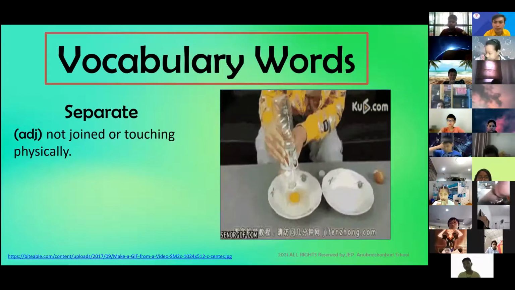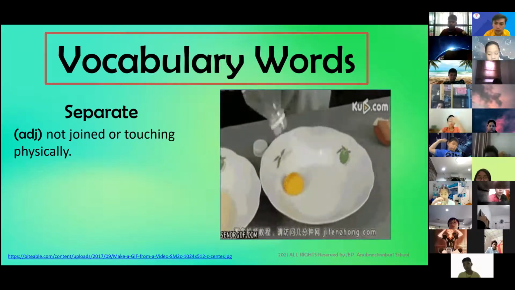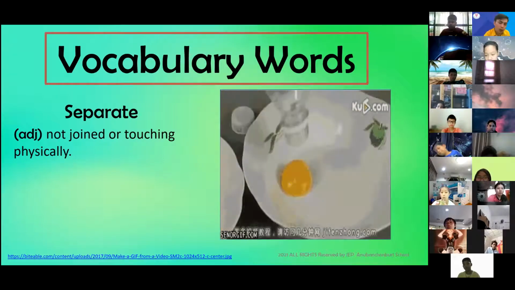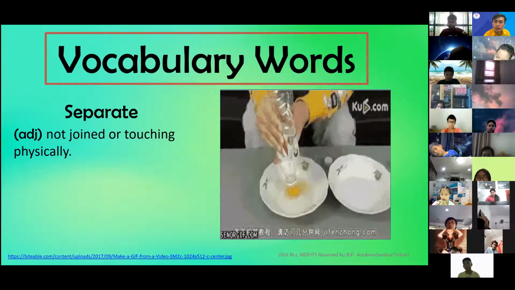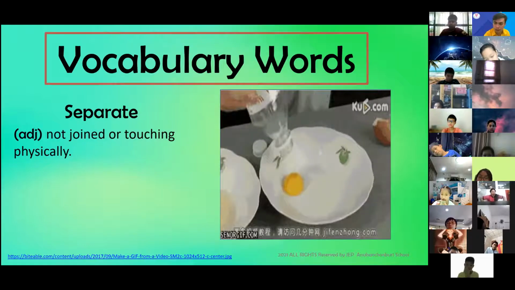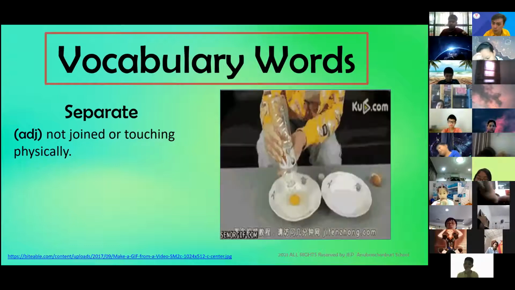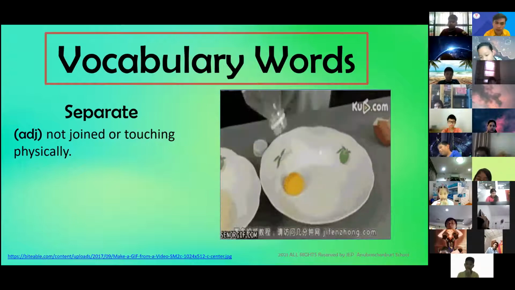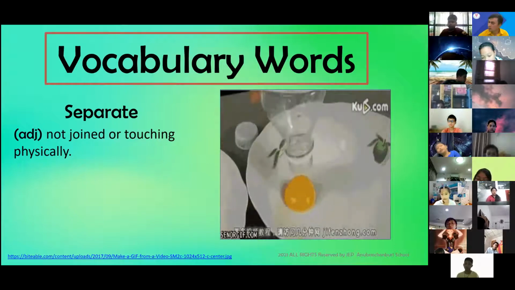Another example is, for example, Teacher Edward will bring all the students in 6+1 for a tour. Let's say we will go to Supanburi, and I am going to separate the boys from the girls. So there will be one bus for the girls, one bus for the boys. So it means the boys and girls are separated. Okay, so that is the meaning of separate, not joined or touching physically, not joined together.